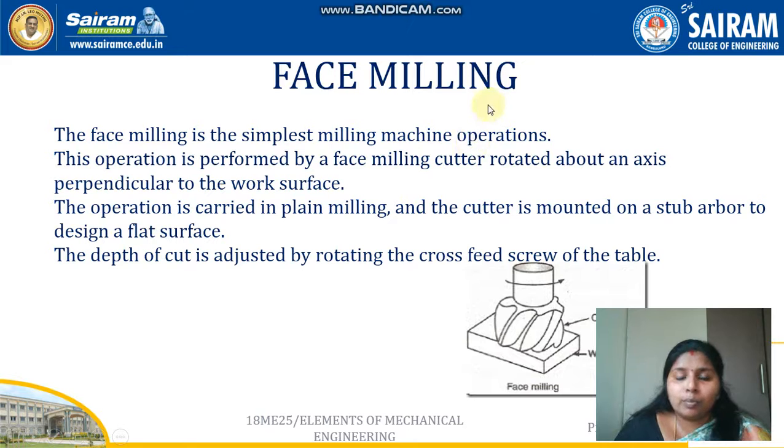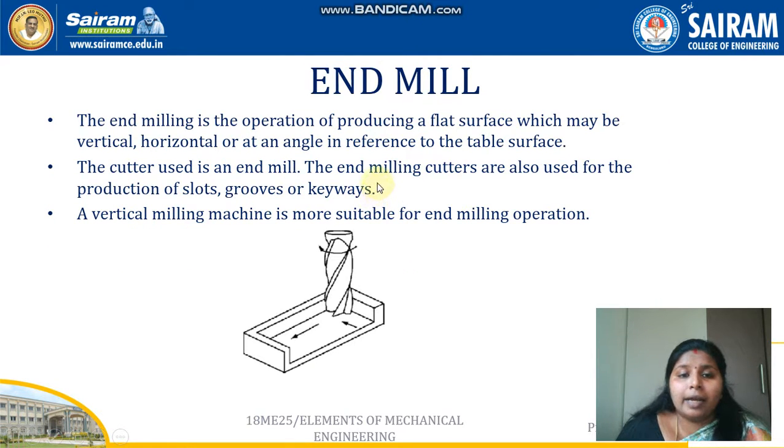Face milling is the simplest milling machine operation. This is performed by a face milling cutter rotated about an axis perpendicular to the work surface. The operation is carried out in plain milling and the cutter is mounted on an arbor to produce a flat surface. So the major function of milling is to produce flat surfaces. The depth of the cut is adjusted by rotating the cross feed screw of the table. This diagram represents a face milling operation where the face milling cutter is moved against the workpiece to produce a flat surface. And the next one is the end milling operation.